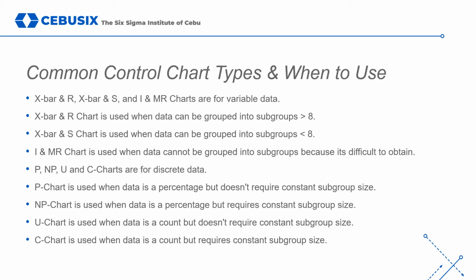The production is very slow, so waiting for enough data to create subgroups would take too much time, and when the products have a low cycle time. The P chart is used when the data is discrete and is presented as a percentage of defects rather than a count. It does not require a constant sample size or subgroup size and plots the proportion of units that are non-conforming, defective, or do not meet specifications.